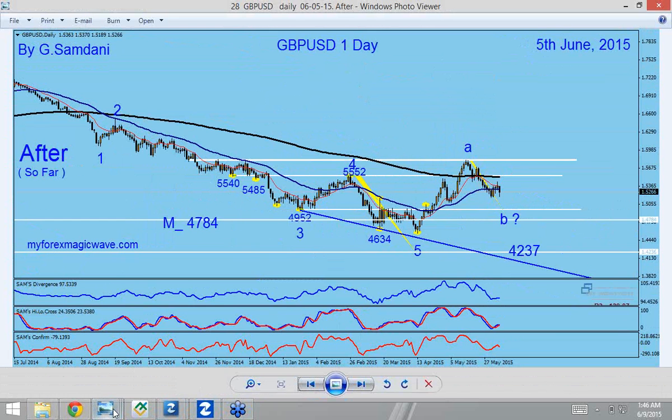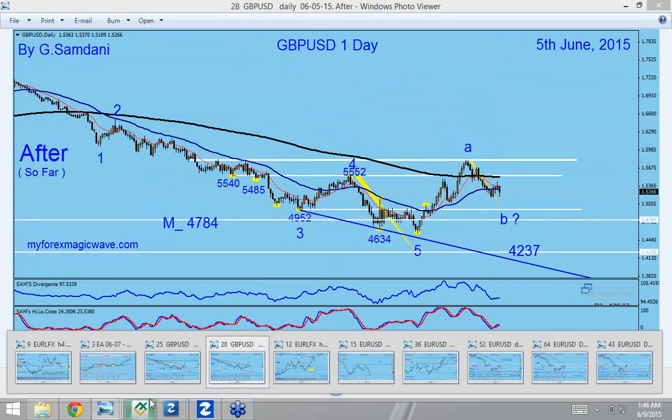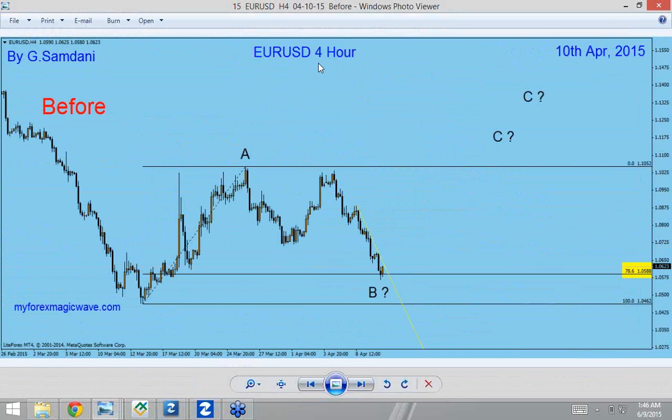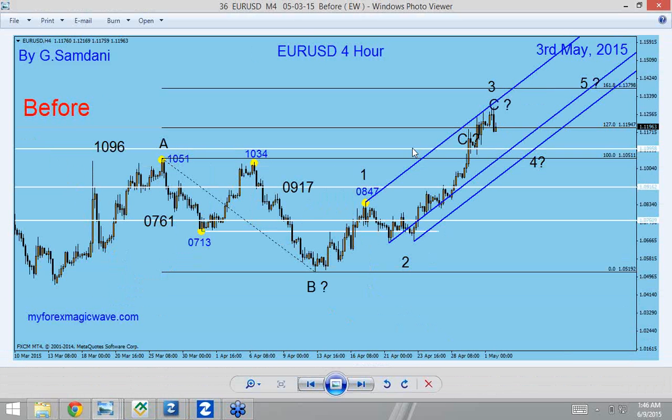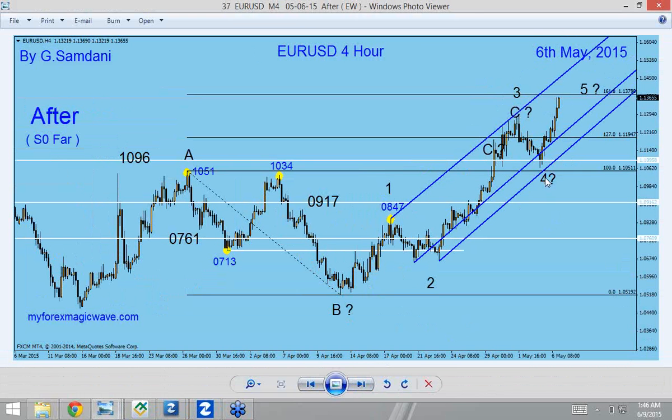Simple as that. And this is another thing: this EUR/USD 4 hour chart, April. And what happened to this one? What happened to this one is we went all the way to this area. Then I said we're gonna drop for wave 4, then wave 5. Look what happened. Wave 4, wave 5, nice and clean.